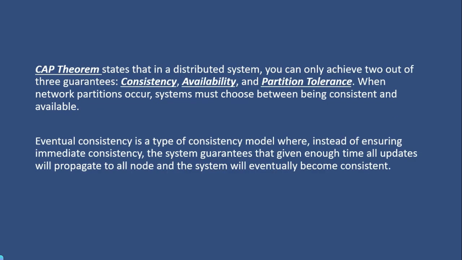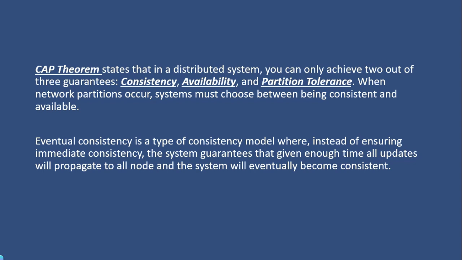The CAP theorem states that in a distributed system, you can achieve only 2 out of 3 guarantees. The CAP theorem is made up of these three guarantees: consistency, availability, and partition tolerance. Consistency means your data will always be fresh, up to date data. Availability means your system is always available. Whether you are receiving fresh data or not doesn't matter, but your system or database is always available. When a network partition occurs, the system has to choose either consistency or availability.